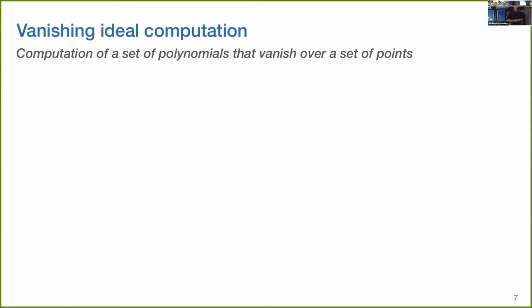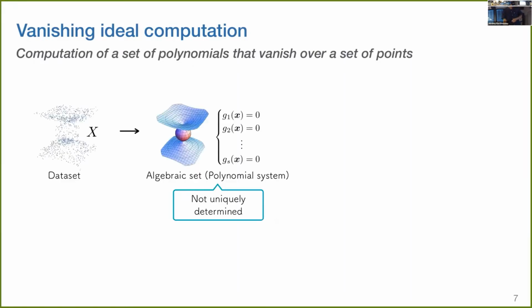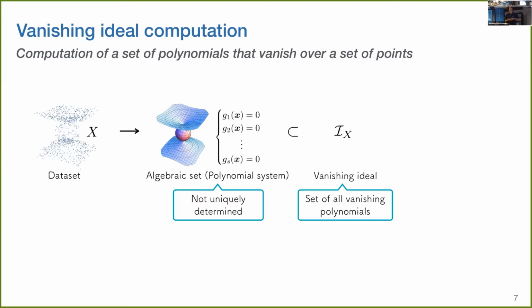Okay, so the pipeline of vanishing ideal computation is like this. This is kind of a summary. So we have a set of points, which is called the data set, and we assume these points come from an algebraic set, which is represented by the zero set of a polynomial system. Okay, and then of course we have many polynomial systems that can describe this algebraic set. So we consider the vanishing ideal, which contains all possible vanishing polynomials over X.